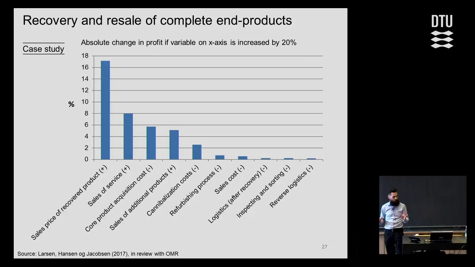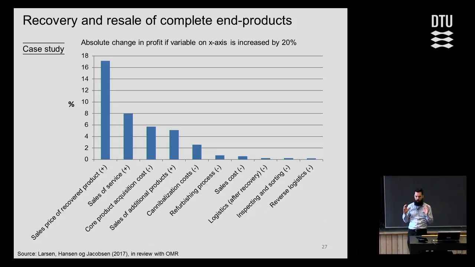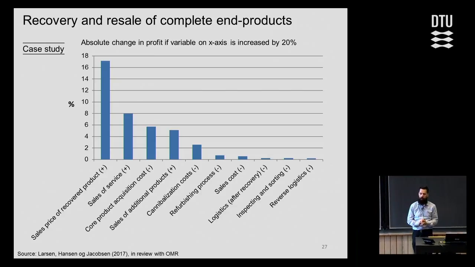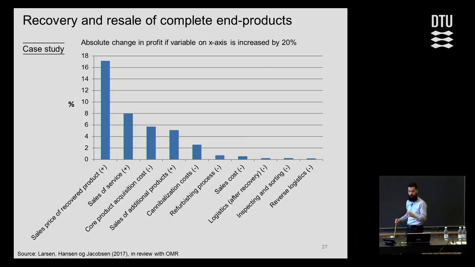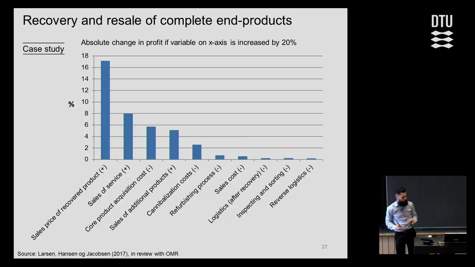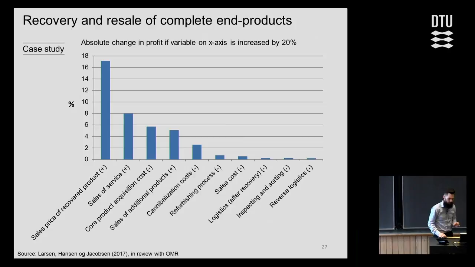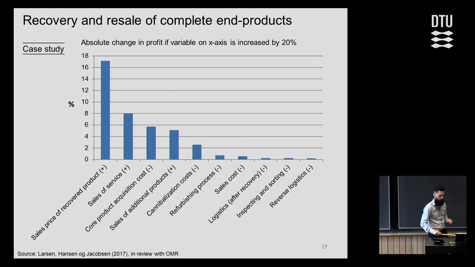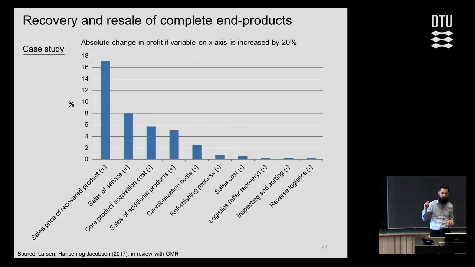What I did was I had a lot of interviews with the firm to try to find out what are the factors that impact the profitability of operating this reverse supply chain function. And then I made a model in Excel that calculates the profit. And all these factors that you see down here, they are variables in that Excel sheet. And then I did a sensitivity analysis. I increased all of these factors one by one with 20%. And then I looked at the impact that had on the profitability.